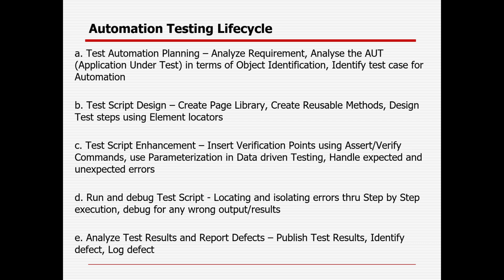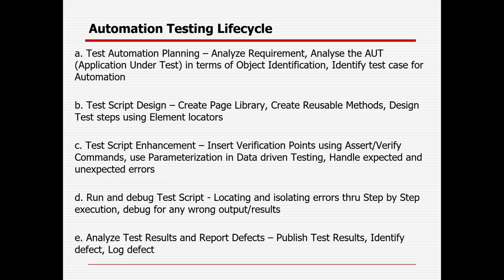Once your three steps are done, then you can go to the fourth step of the life cycle, where you can run and debug the test scripts. You can try to run them in an isolated way or an integrated way. You can find your problems and try to fix them, right? You can debug them. That is the way you can run and debug the script, and your script will be ready now. After that, you can do the final run, right?